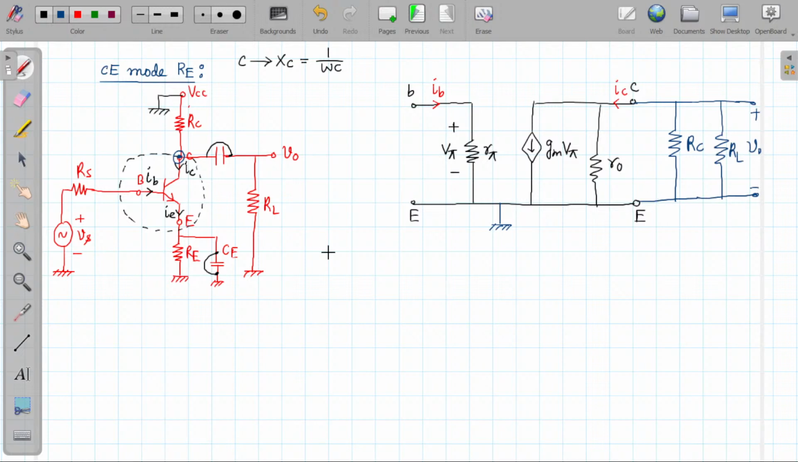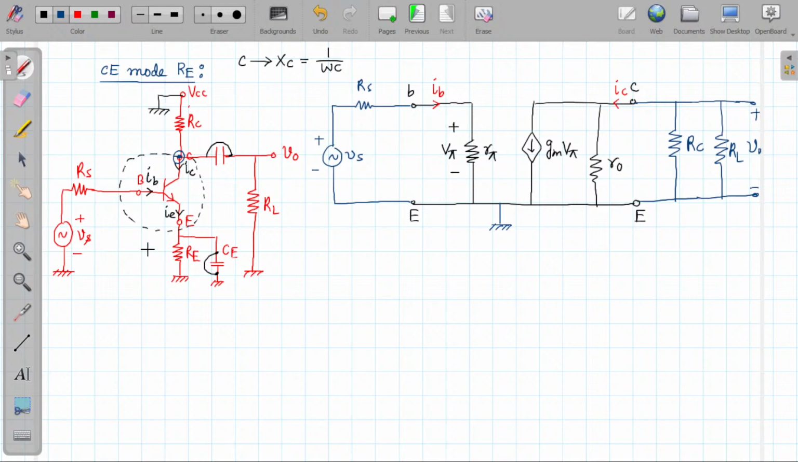Now similarly at the input circuit, what is happening? Base is connected to RS and RS through VS. So that means there is an RS and there is a VS. This is the input signal VS. So this is VS, this is RS. So this is the total AC model of the given circuit.